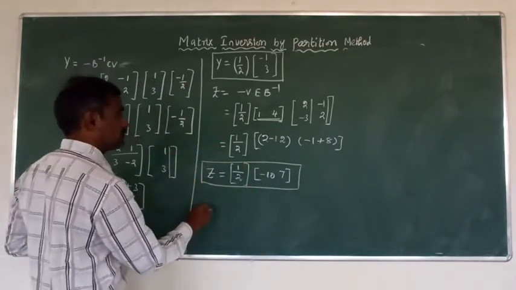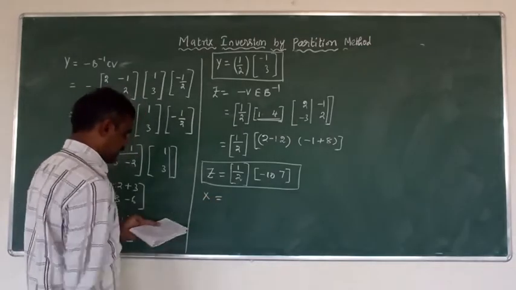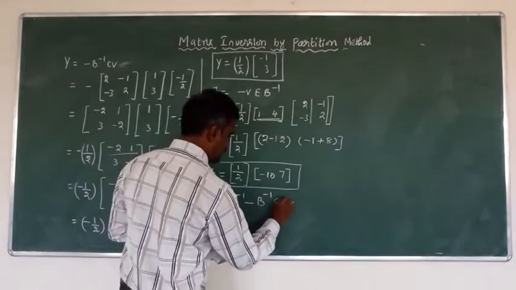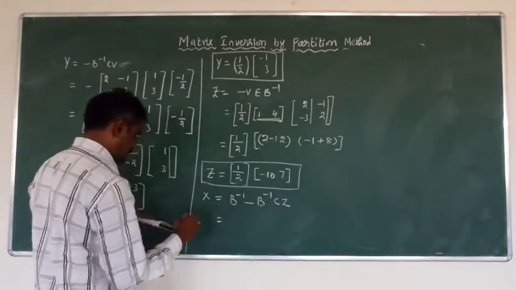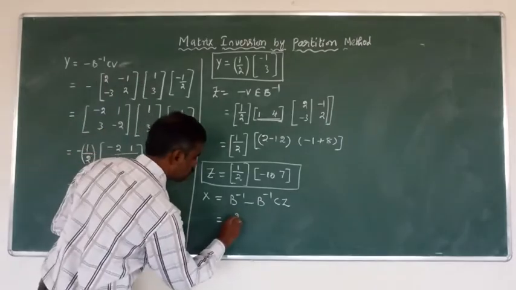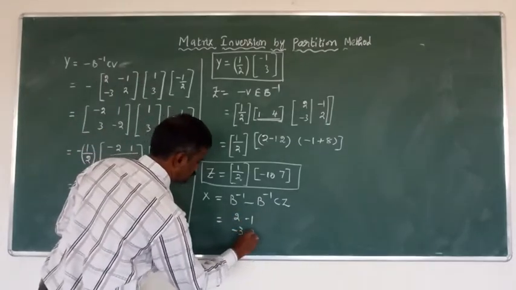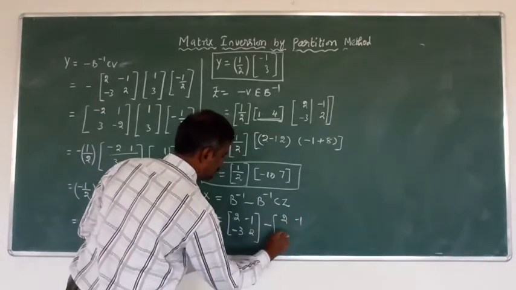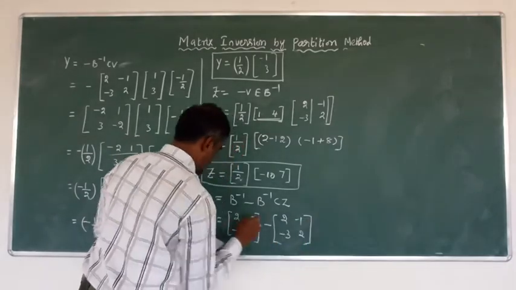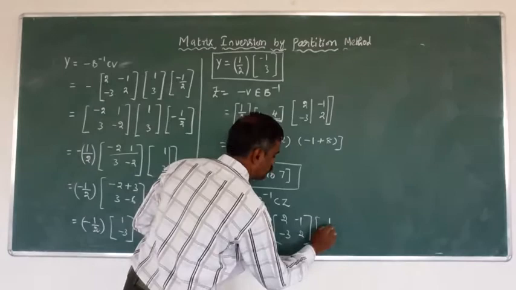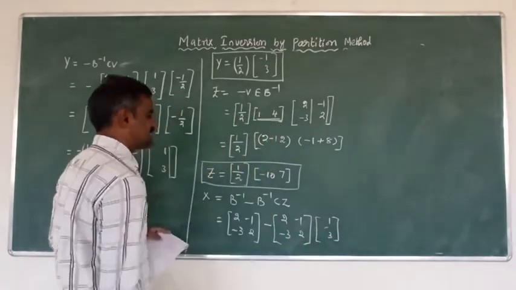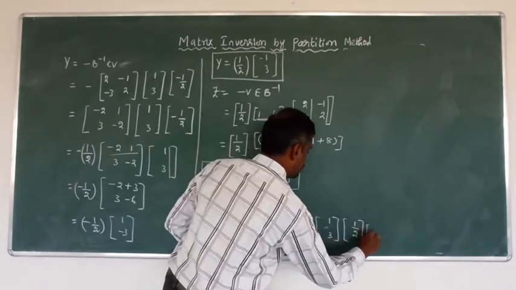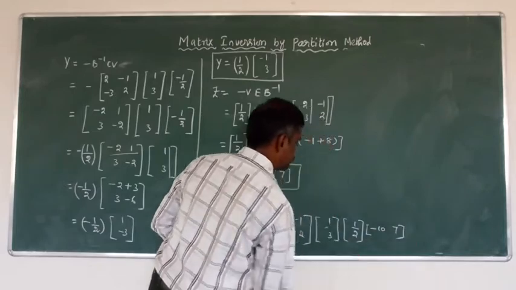Next, to find the x value, x is equal to B inverse minus B inverse C Z value. B inverse value is 2, minus 1, minus 3, 2, and minus B inverse value 2, minus 1, minus 3, and 2. C value is 1 divided by 1, 3, and Z value is 1 divided by 2, and minus 10, 7.